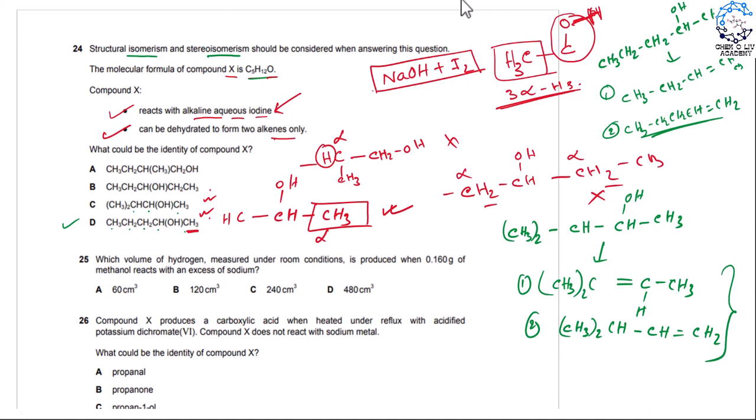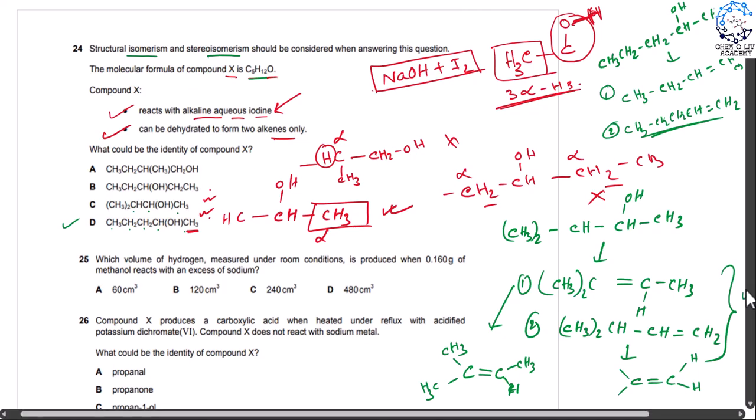Now from this option I can see this option will not have cis trans isomerism. Why? Because the double bond carbon has two CH3 groups. So no cis trans is possible here, right? And the second one will also not have cis trans isomerism because the other side of the double bond contains hydrogen. So that means it will have only two isomers over here.